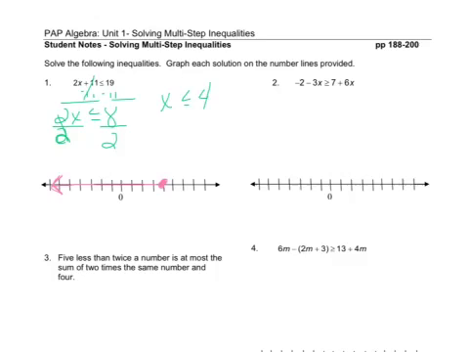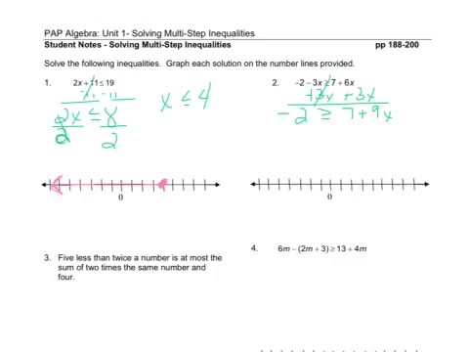So let's look at number 2. Number 2 has variables on both sides. And so just like when we solved a regular equation with variables on both sides, we want to get all our variables together. And I always start by moving the one that is smaller. Well, negative 3x is smaller than positive 6x, so I'm going to add 3x to both sides. So I have negative 2 is greater than or equal to 7 plus 9x.